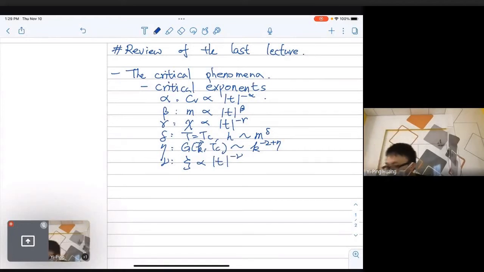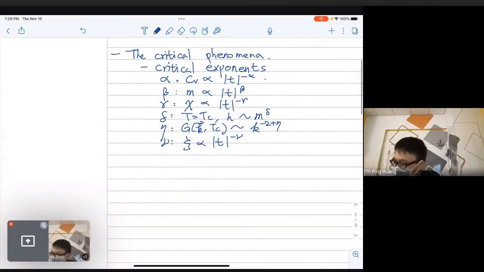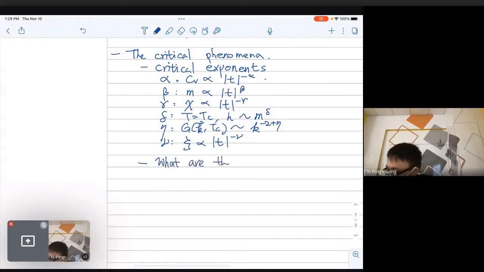Okay, so if we zoom out and think about what we are doing, basically in the previous maybe last 2 lectures, we are trying to check what are the possible values of the critical exponents.